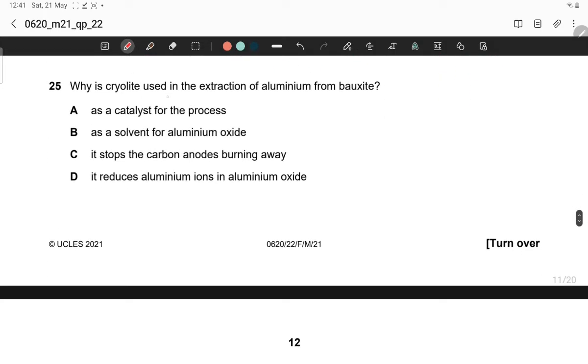25. Why is cryolite used in the extraction of aluminium from bauxite? Aluminium oxide has high melting point, so cryolite is added to carry out the process. It can be used to lower the melting point.